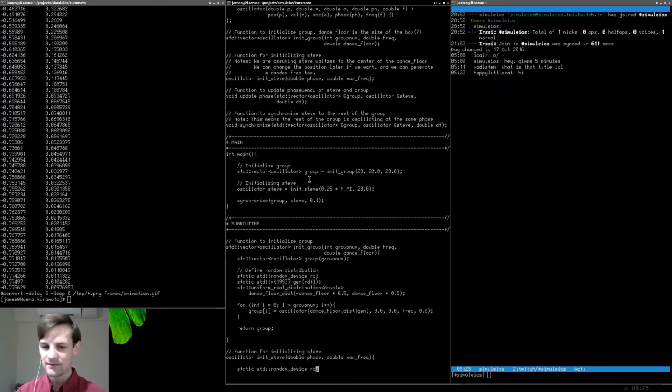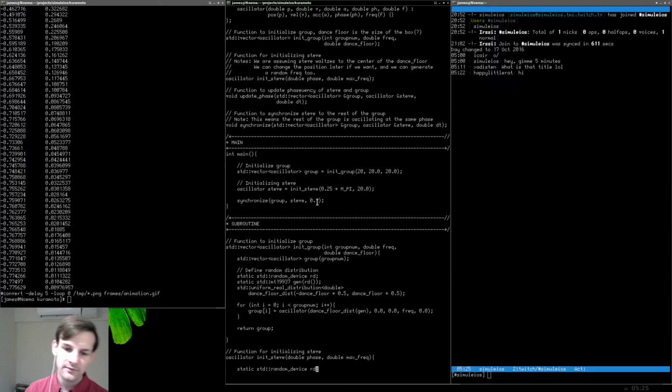Then I said Steve. Steve is going to have some sort of random phase, and he's going to have a maximum frequency that we allow. And that's basically what we have him start at. So he has some sort of phase and some sort of frequency, and he just starts dancing. And then he eventually synchronizes with the group. So here's us synchronizing Steve with the group.